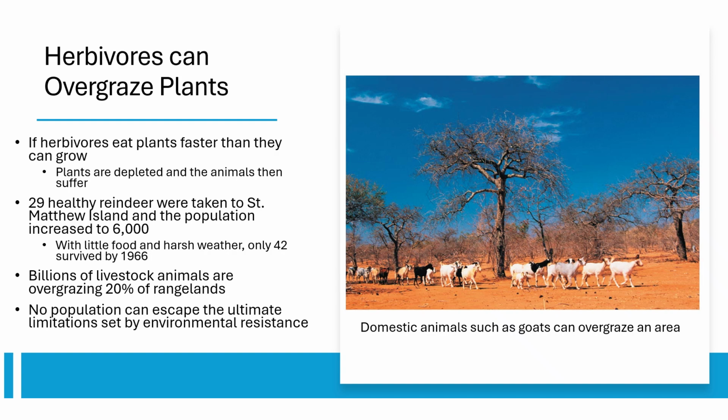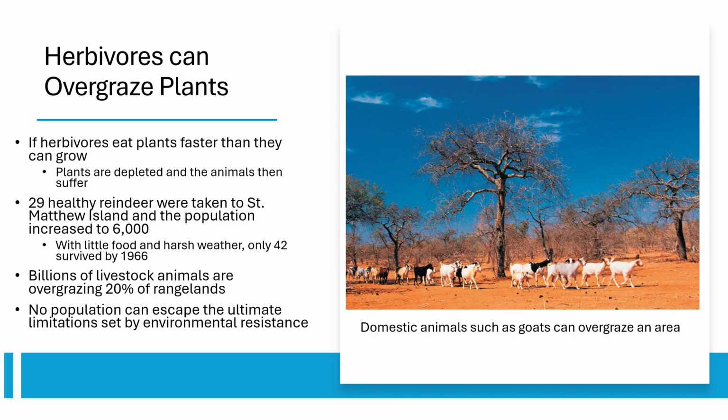By the time the population reached 6,000, the pressure or the overgrazing on plants was so high that the deer could not find any plants to survive on. And then after a couple of very tough winters and the lack of food, by 1966, about 20 years later, only 42 reindeer remained on the island. So that's one example of what overgrazing can do. That's pretty extreme.